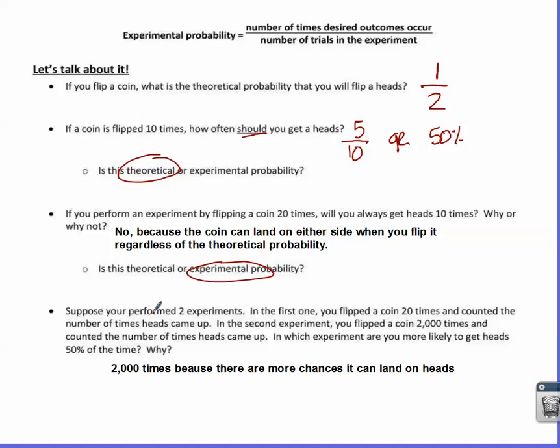So the difference between theoretical and experimental probability: theoretical is what should happen. Experimental is what does happen when you have an experiment. And let's talk about the law of large numbers on the next page.